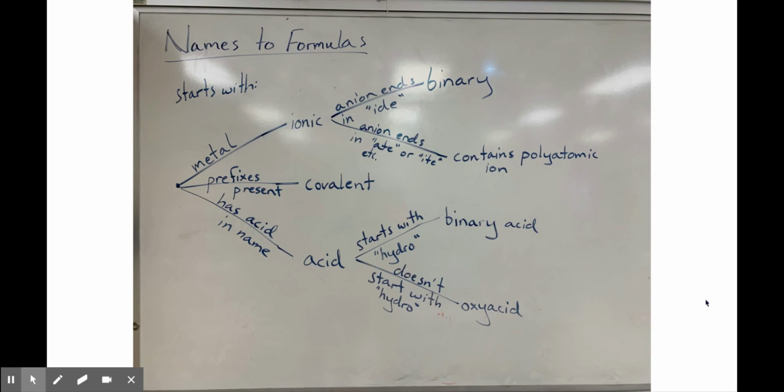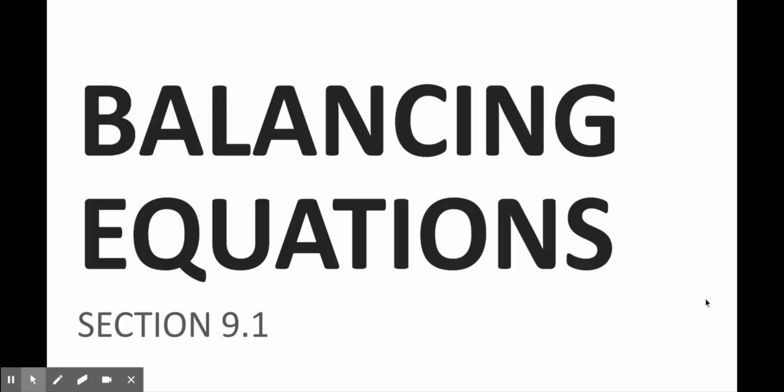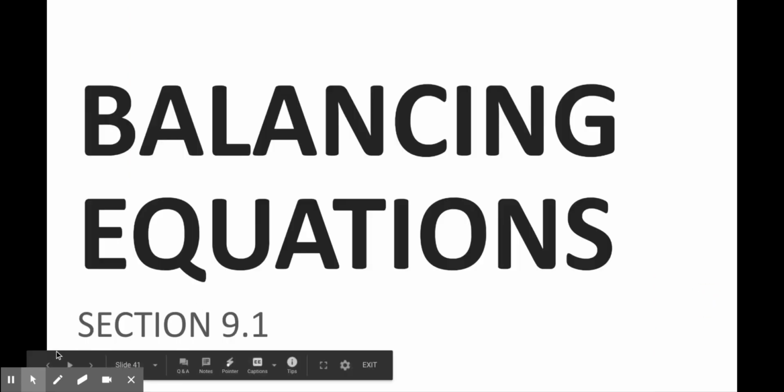And if the acid starts with hydro, you're dealing with a binary acid. Only binary acids should start with hydro. If it doesn't start with hydro, then you're dealing with an oxyacid. And so you're going to have to just take those rules and kind of go backwards and figure out what the formula is for those things. So there you have it. We're not going to get into that right now. That's the next video.